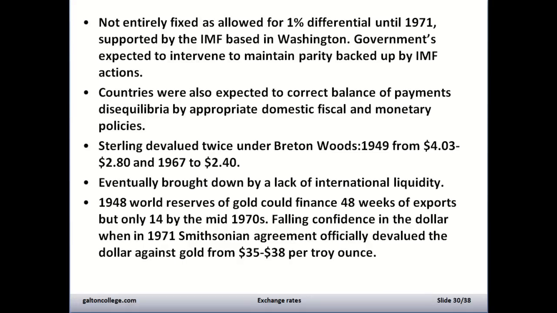There was also falling confidence in the dollar. The dollar itself in 1971 was changed in price against gold from $35 to $38 an ounce. So more people were looking a bit cynical at the dollar as well. So the Bretton Woods system really fizzled out in the 1970s.